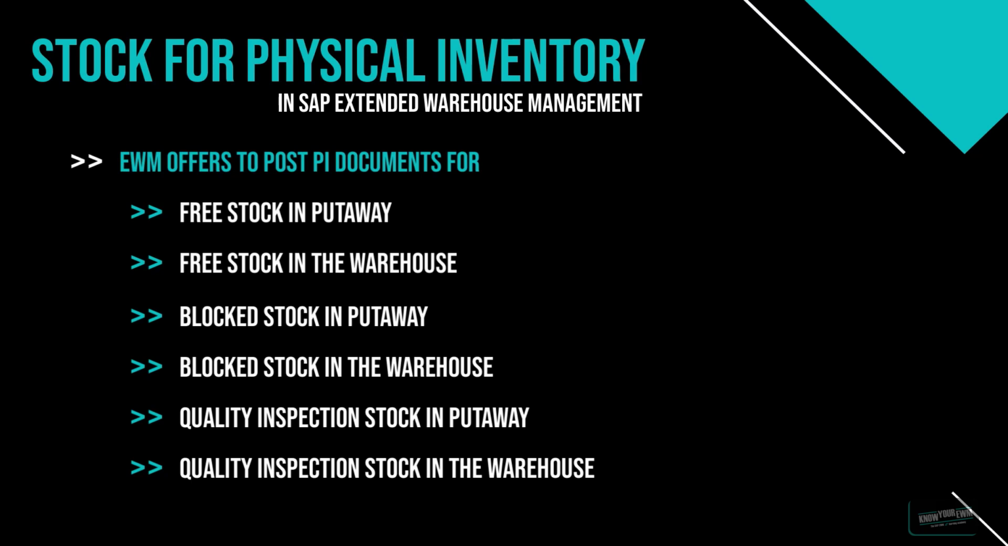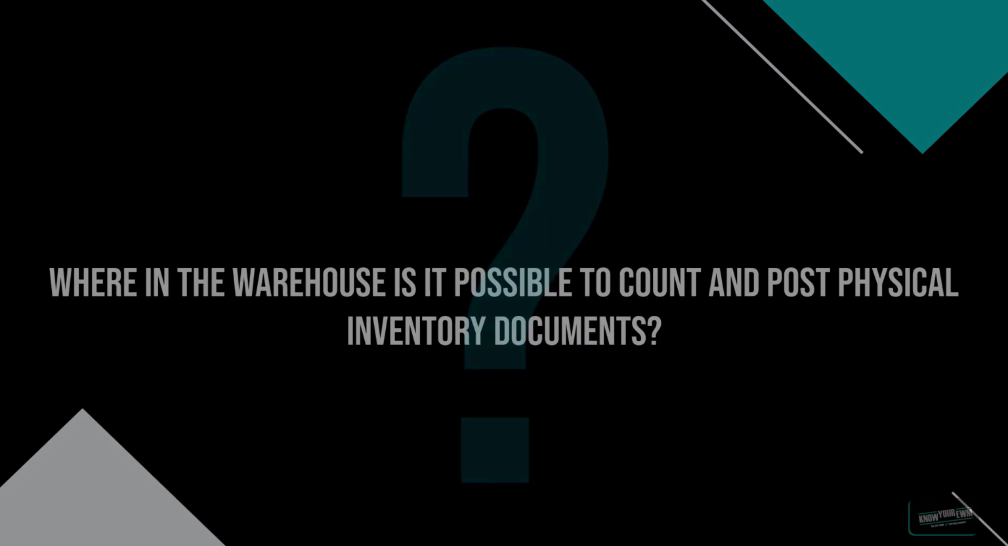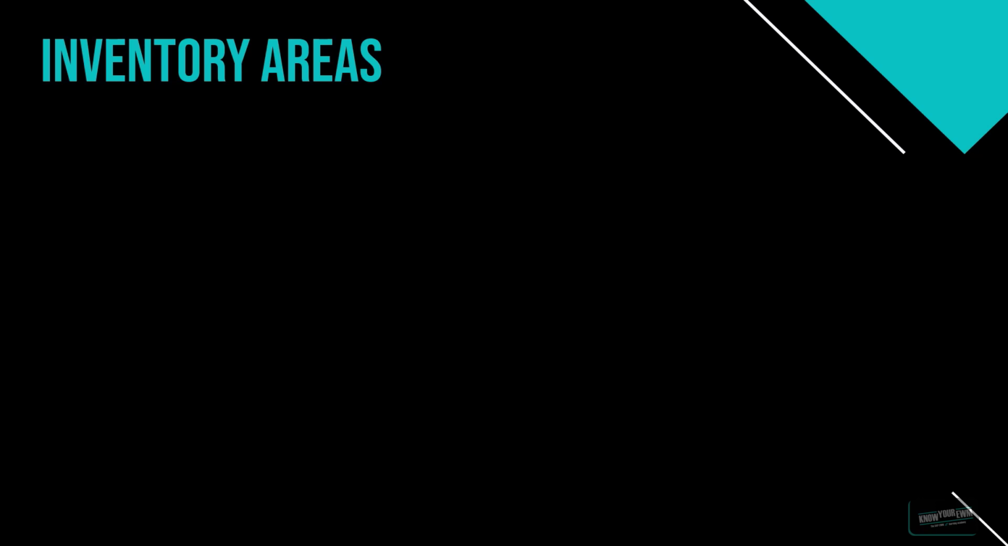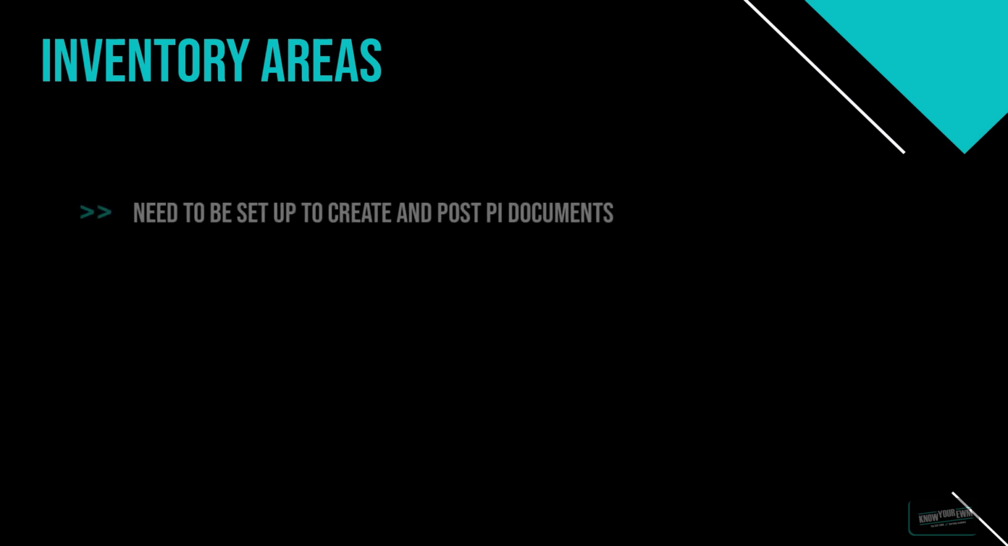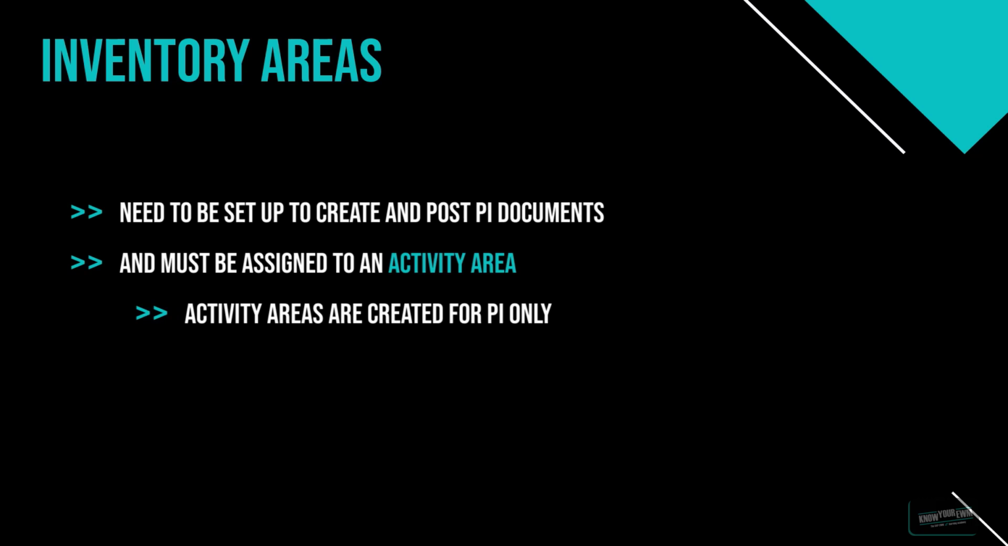Now we know what kind of physical inventory is possible and what kind of stock can be counted. We now need to answer the question about where. Where in the warehouse is it possible to count and post physical inventory documents? That question can be answered with inventory areas. In order to create and process physical inventory documents in SAP EWM, we need to set up so-called inventory areas and assign them to an activity area. The activity area is solely created for the physical inventory.